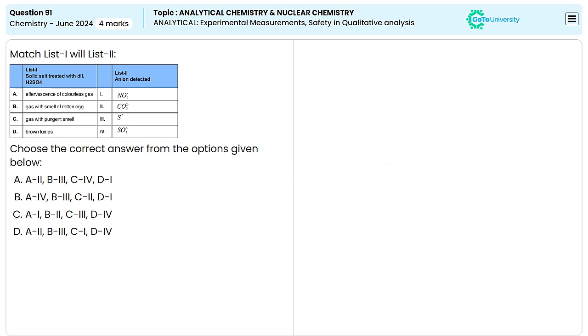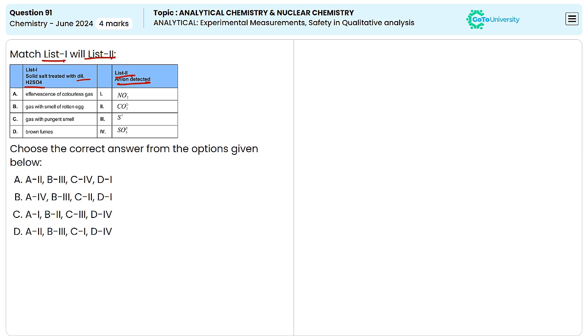In this question, different anions are given in list 2 and the observations when these anions are treated with dilute sulfuric acid are given in list 1. We have to match list 1 with list 2. The first one is given as nitrite ion, or NO2 minus ion.